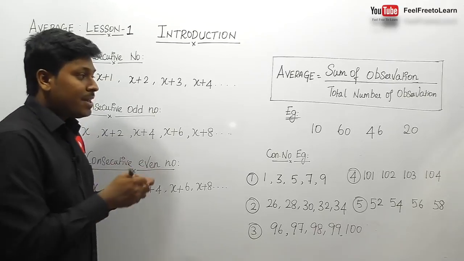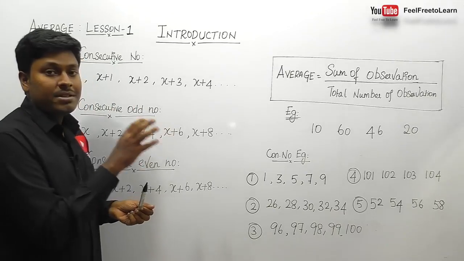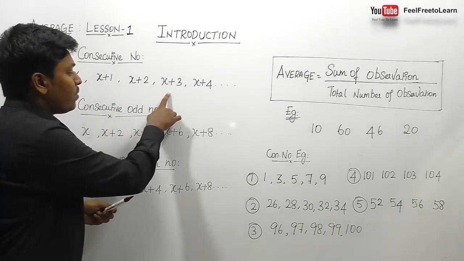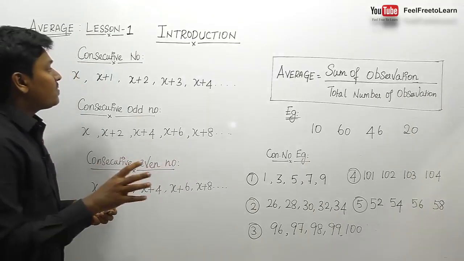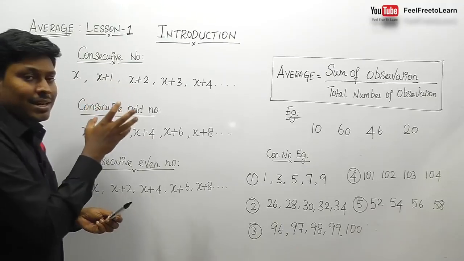So friends, in some cases, without using a formula or without adding, by seeing the numbers themselves, we can directly say the average of the numbers. But the numbers should fall into one of these categories, right? For example, let me take consecutive numbers. I think everyone knows what consecutive numbers are, right?